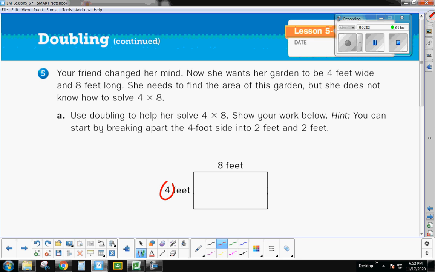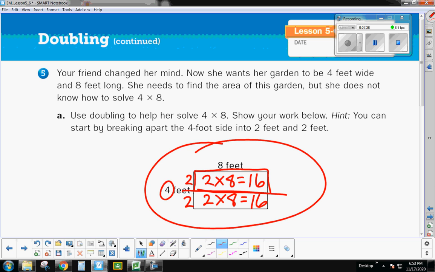All right, 4 is an even number, right? So could I break 4 in half? I sure can. I've got 2 and 2. So now the area of this garden is a 2 by 8. Oh, that's really easy to do, isn't it? Anybody can do 2 times 8. That's 16. Then down here, of course, it would be 2 times 8 again, because all we did was cut it in half. And now to find the area of the whole thing, I just need to double those numbers back together. 16 plus 16 equals 32.